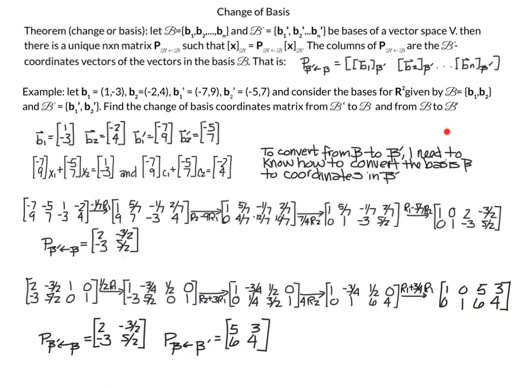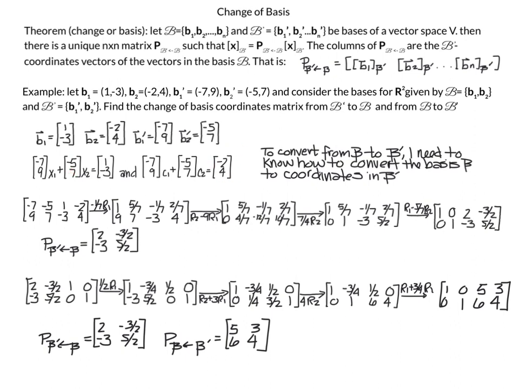I had mentioned there was another way we can convert from B to B prime, and essentially it's the same approach that we took when we solved for the matrix B prime to B. So in other words, to convert from B to B prime, I need to know how to convert the basis B to coordinates in B prime. So looking at our basis B, we have B1 is 1, -3 and B2 is -2, 4, and we convert them to coordinates in B prime. So in other words, we need to write these basis vectors as linear combinations in B prime. So -7, 9 and -5, 7.